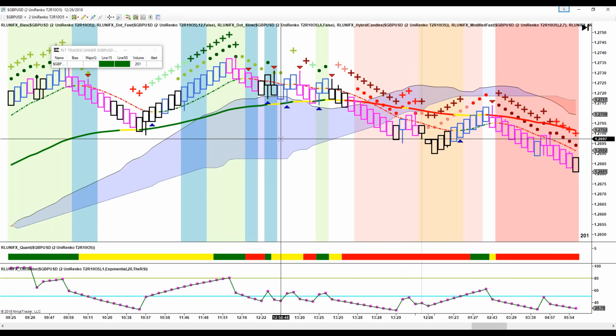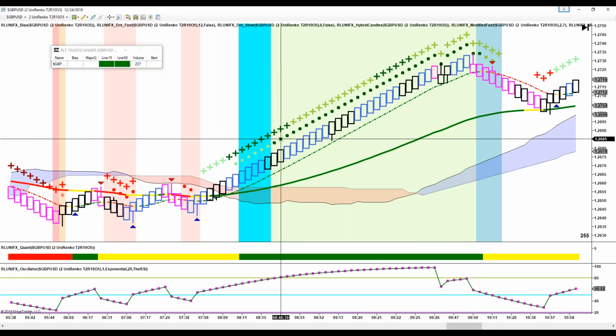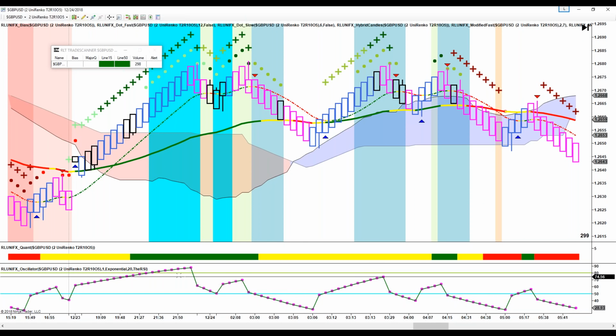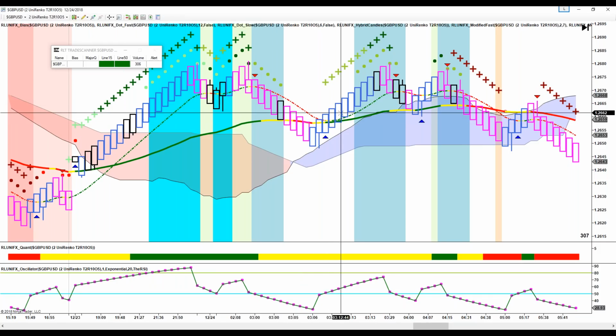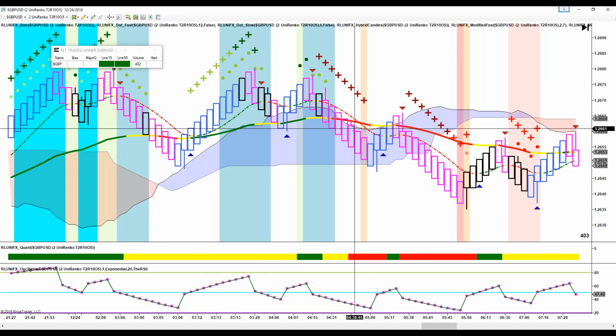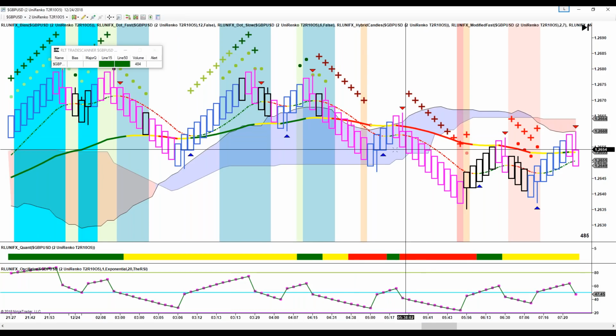Now, let me find an oscillator entry. Now, the oscillator is an exponential oscillator. I know this is a lot if you're new and you've never heard this before, but I simply want to make this an overview. This is not a comprehensive, slow review.